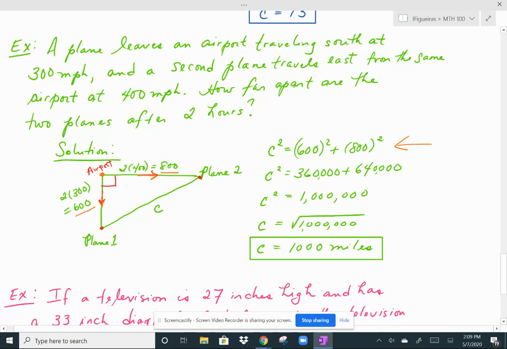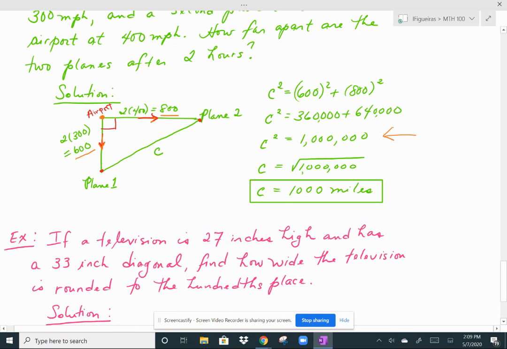I have C squared equals 600 squared plus 800 squared. Square the 600 and the 800. So you get C squared equals 360,000 plus 640,000. Add those two numbers and you get that C squared equals a million. When you take the square root of a million, that's a perfect square. It means that the two planes are 1,000 miles apart.